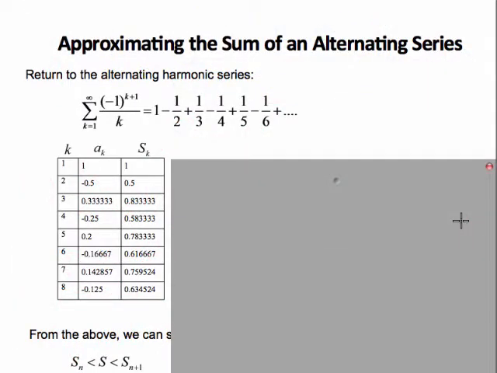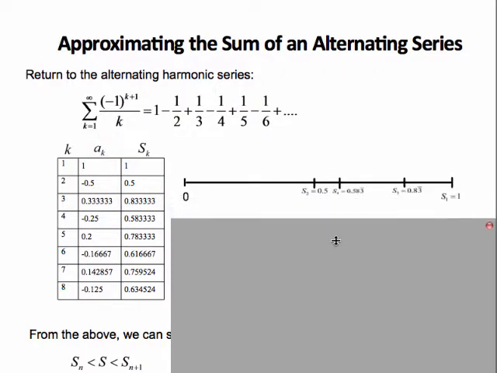The next thing we want to look at is how to approximate the sum of an alternating series. So what I'm going to do is go back to the alternating harmonic series, which I was showing numerically and graphically on the calculator earlier. And I've got a table here showing the value of the kth term of the series, as well as the sum of k terms. So, for example, the sum of the first 2 terms is 0.5, the sum of the first 3 terms is 0.83 repeating, etc.